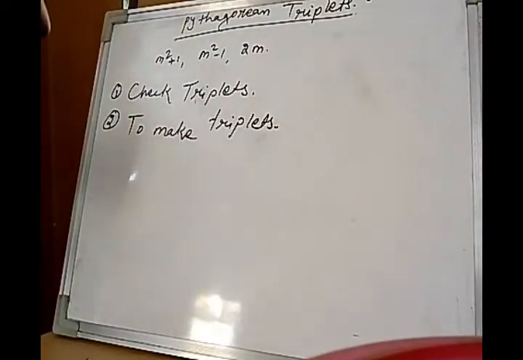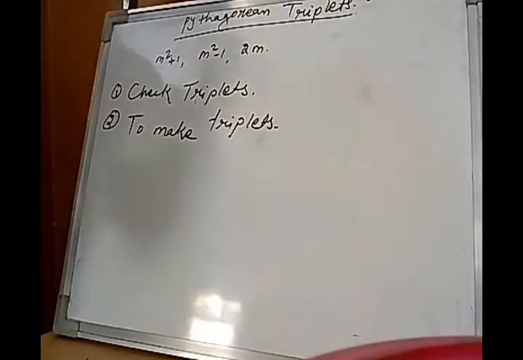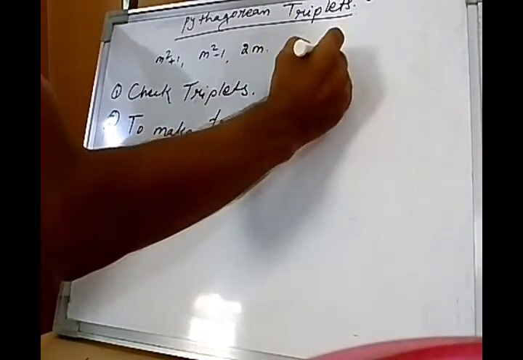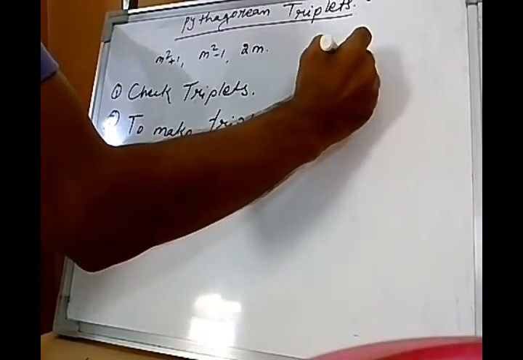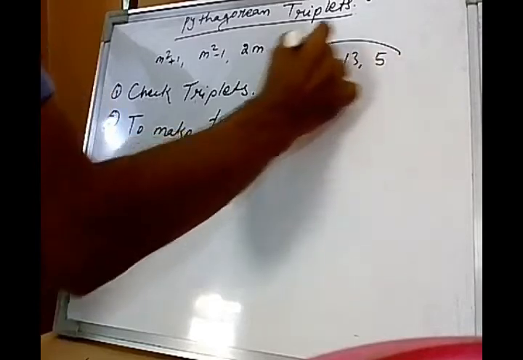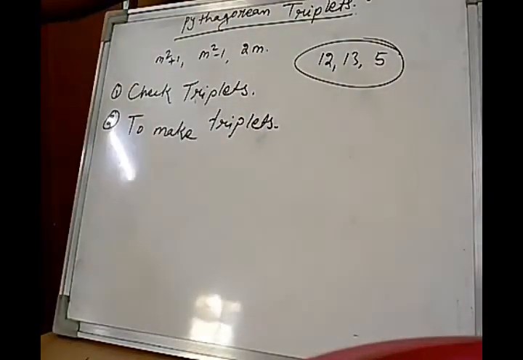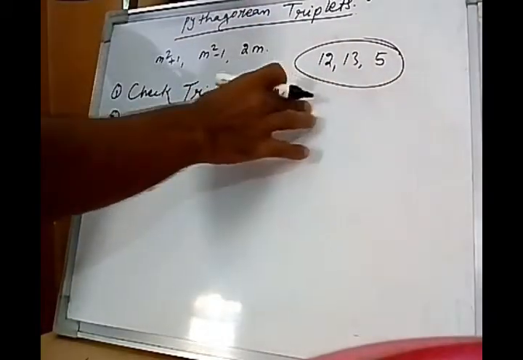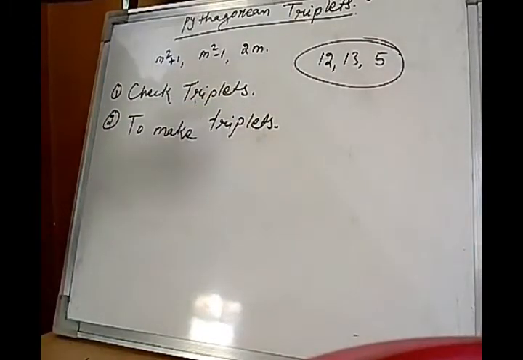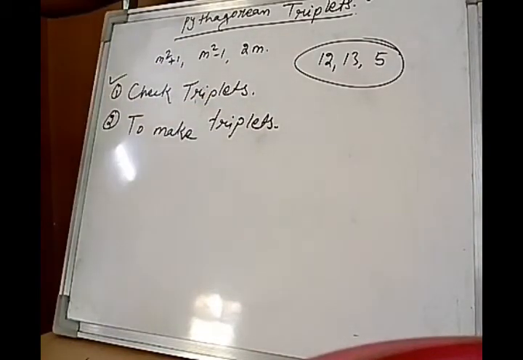For example, here one triplet has been given: 12, 13 and 5. Now the question is whether these three numbers belong to Pythagorean triplets, we have to check it. So the first work is to check the Pythagorean triplets.